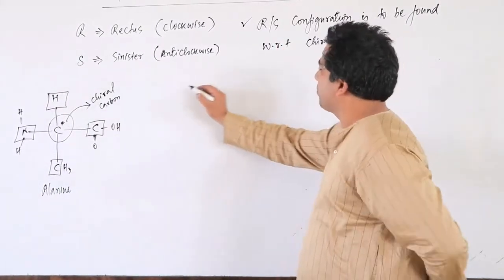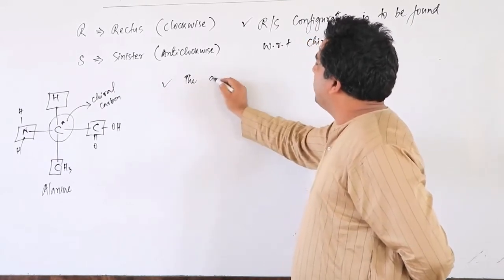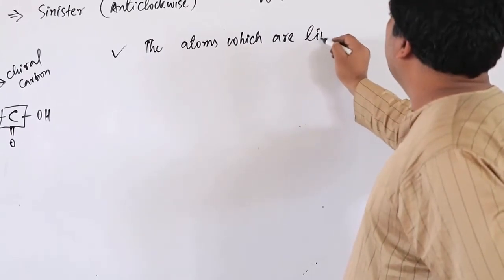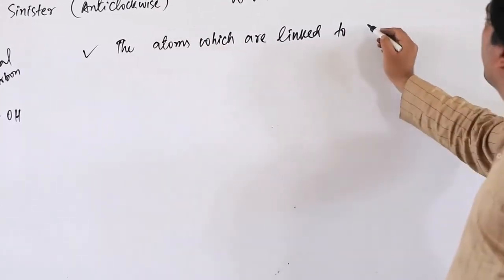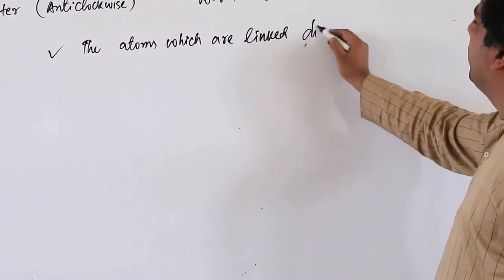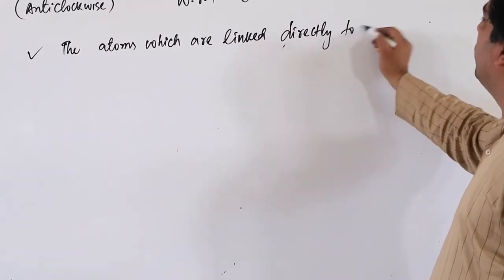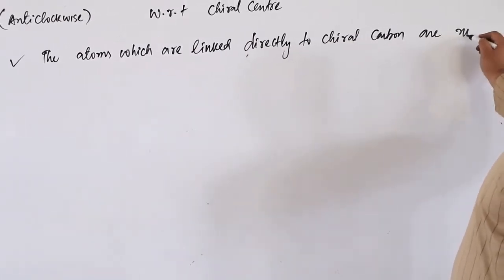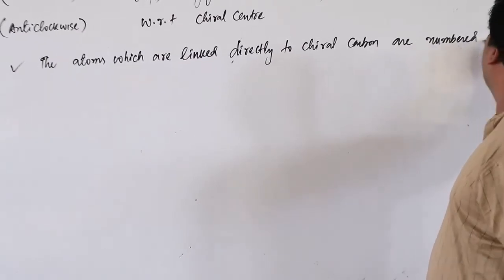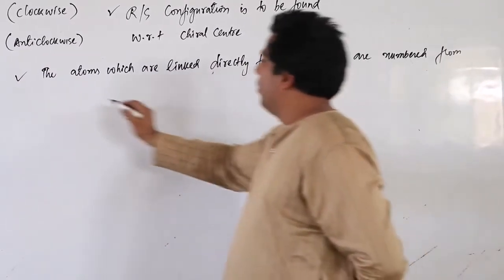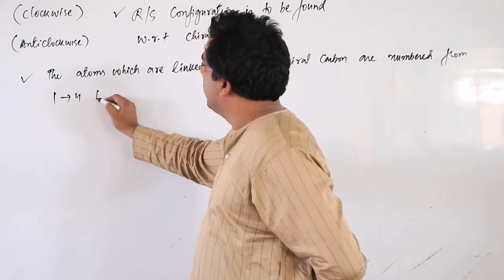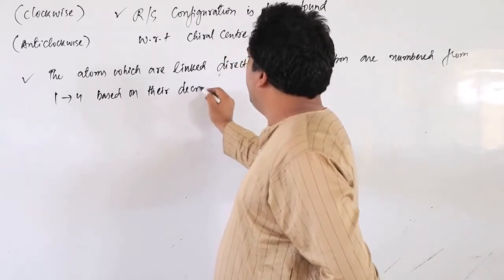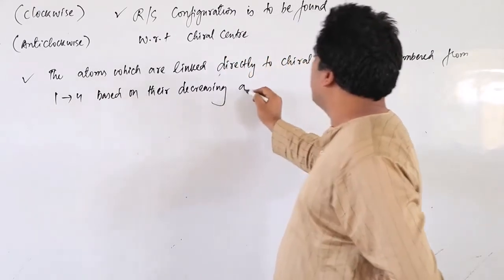So I will write down: the atoms which are linked directly to the chiral carbon are numbered from 1 to 4 based on their decreasing atomic numbers.